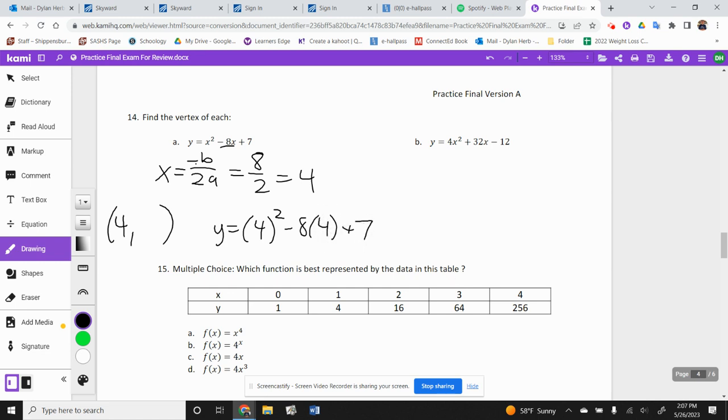And so then we have to figure this out. So this would be 16 minus 32 plus 7. So I think that's -9. And so your vertex should be 4, -9.